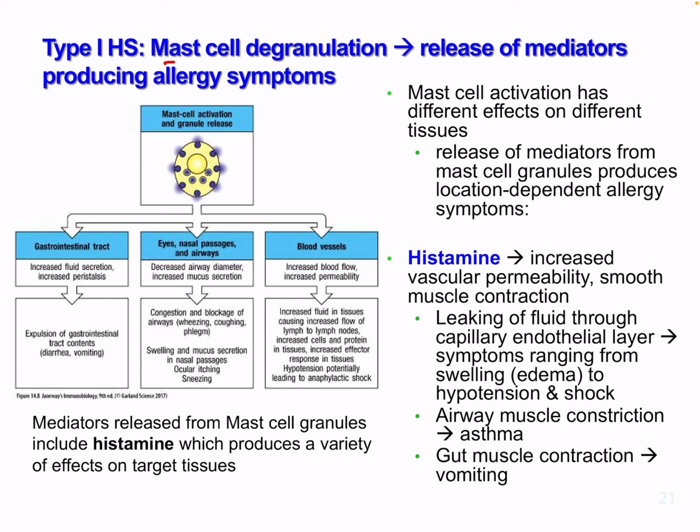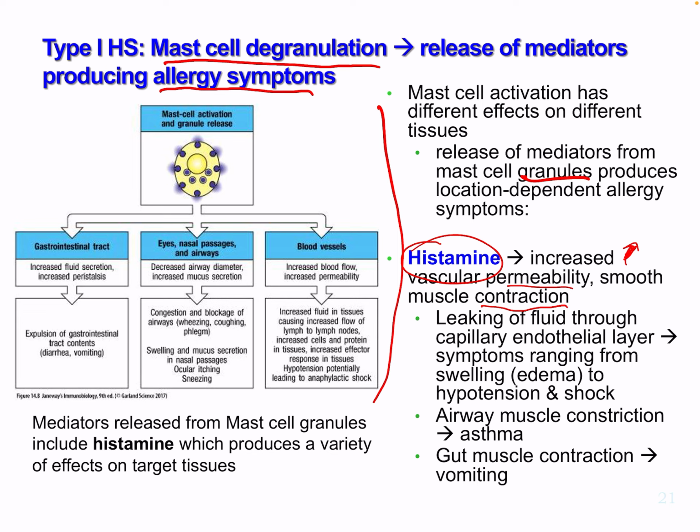So our mast cell degranulation releases mediators producing allergy symptoms. This is summarized in this figure, but mast cell activation has different effects on different tissues. It involves the release of mediators from mast cell granules, which produce location-dependent allergy symptoms. One of the key factors released is histamine. Histamine causes increased vascular permeability and smooth muscle contraction, which again, if this was in the bronchioles, such as in asthma, causes an issue.